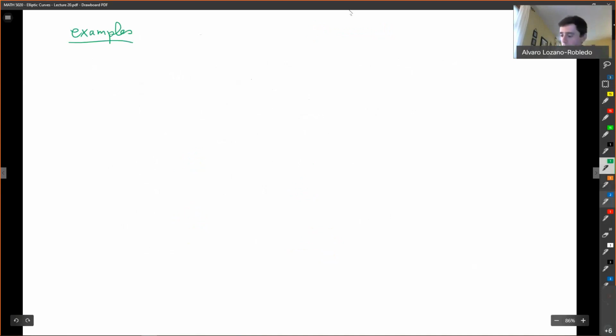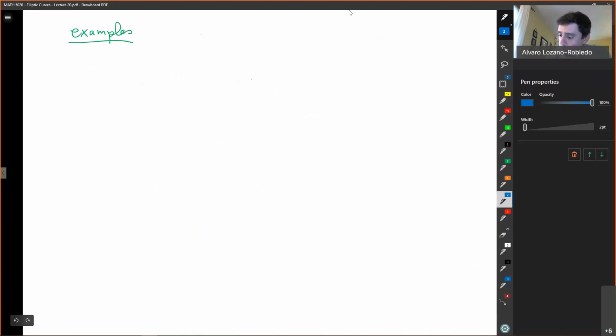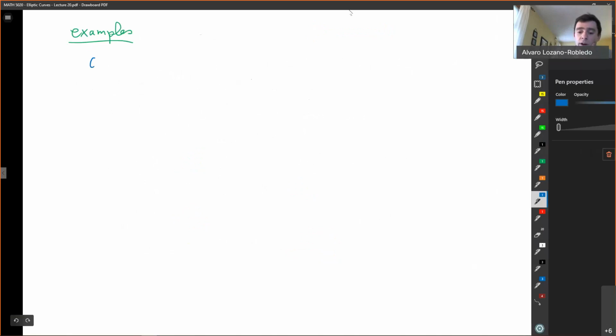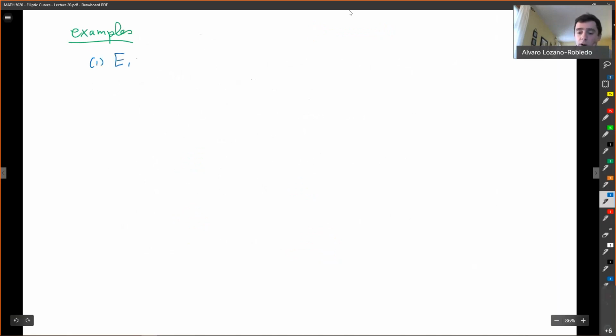So for example, let's make this a little thinner. Let E1 be y squared equals x cubed plus 35x plus 5. Here, I have computed delta to be minus 2 to the 4 times 5 squared times 71 times 97. So it is a minimal model at all primes.